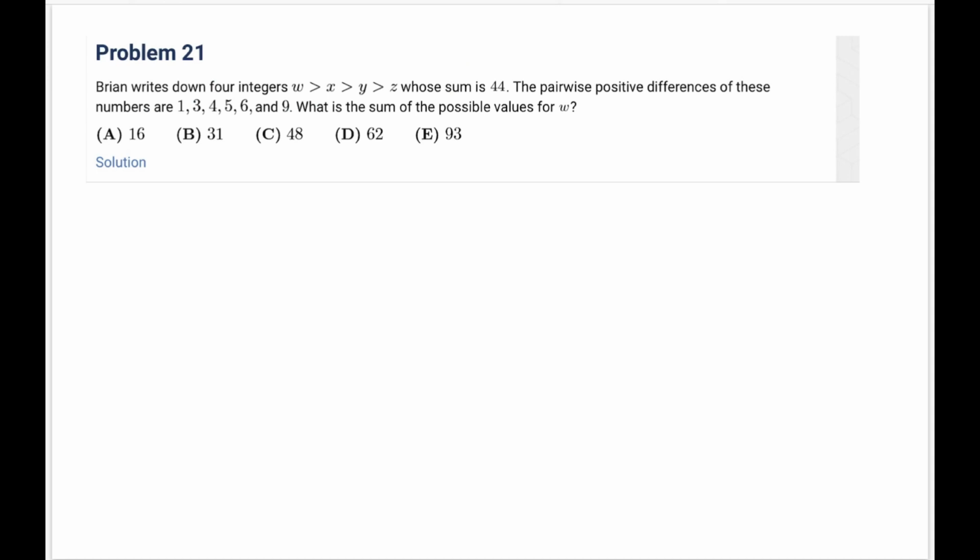Brian writes down 4 integers. W is greater than x, is greater than y, is greater than z. The sum is 44. The pairwise positive differences of these numbers are 1, 3, 4, 5, 6, and 9. What is the sum of the possible values of w?